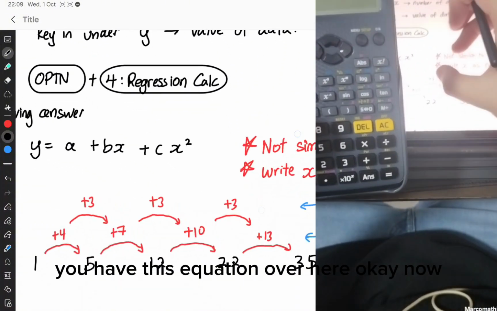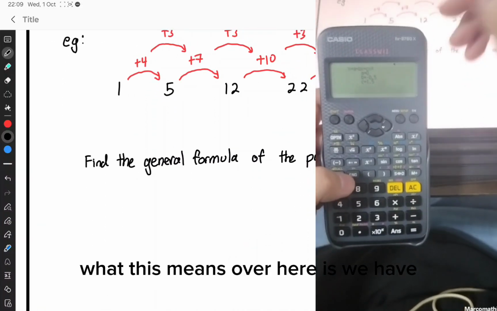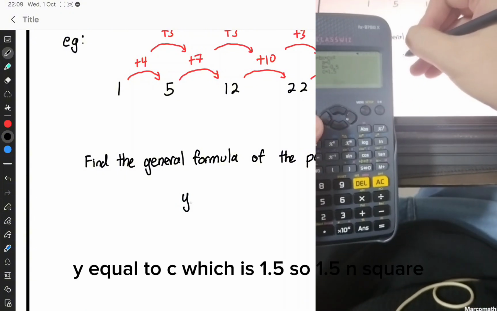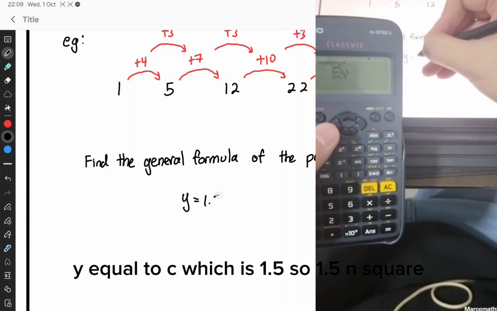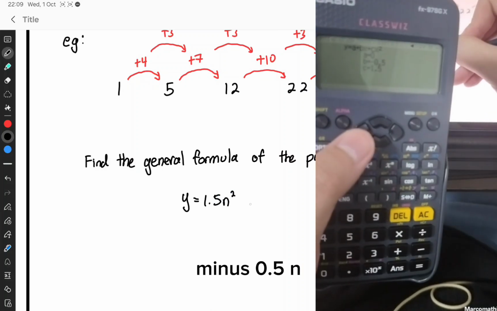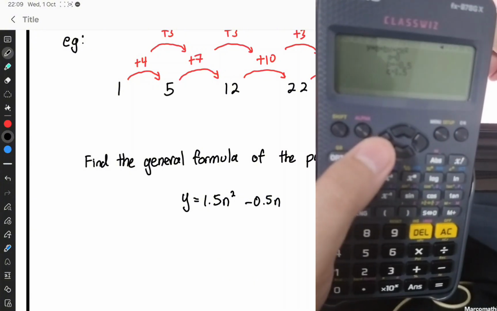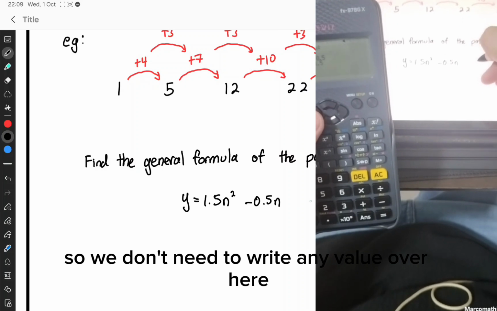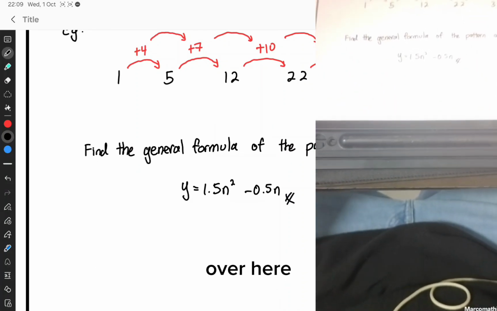Okay, now what this means over here is we have y equal to c, which is 1.5, so 1.5 n square minus 0.5 n, and a is equal to 0, so we don't need to write any value over here, and this is our general formula for this equation over here.